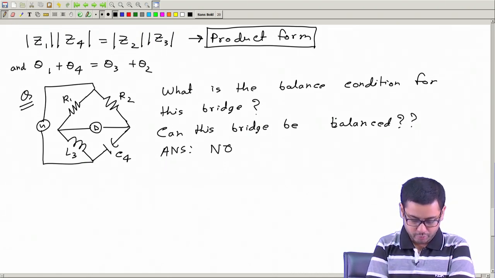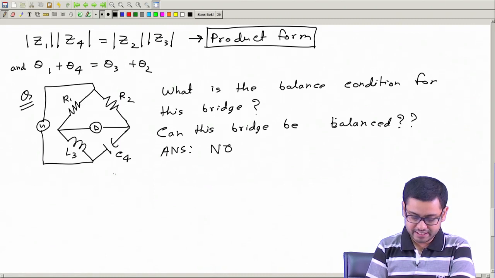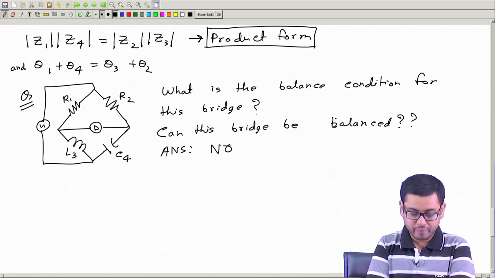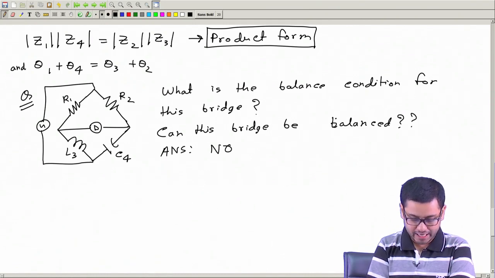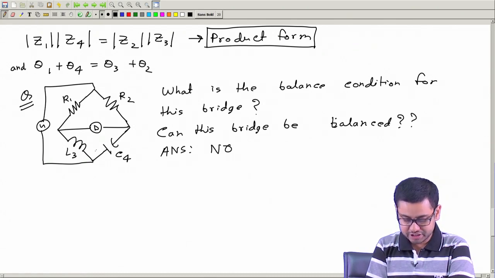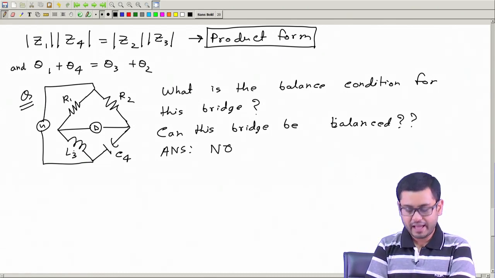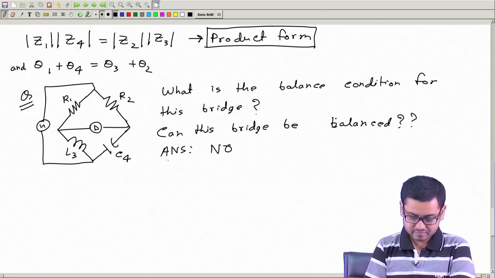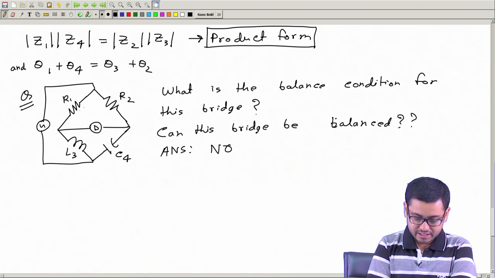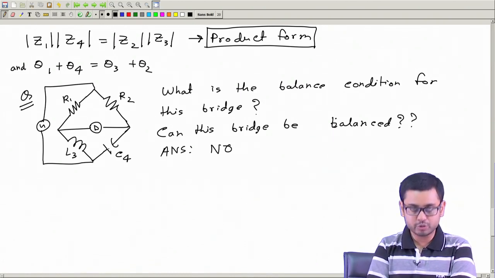Because if we want to balance this bridge, we will definitely need two conditions satisfied. One is the ratio of magnitudes, like R1 by R2, the magnitude of this impedance and the magnitude of this impedance, their ratio should be equal. Another condition is the angle condition, which says the sum of the angles of opposite sides should be equal.